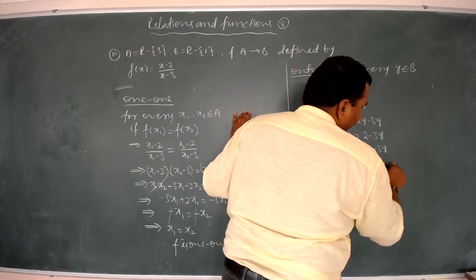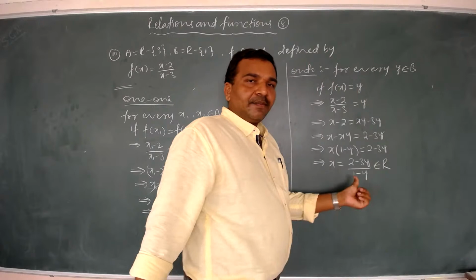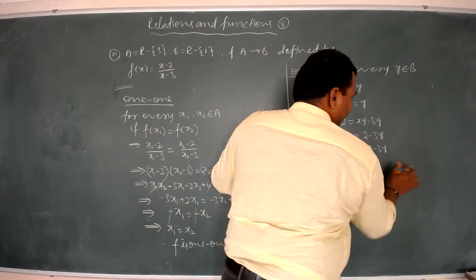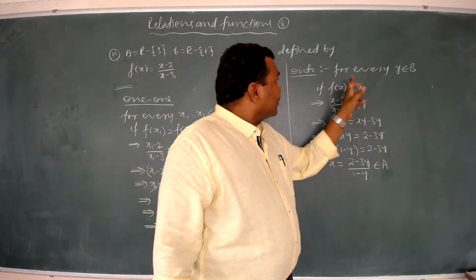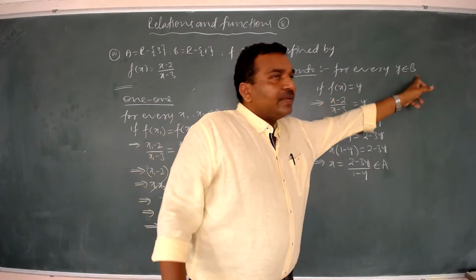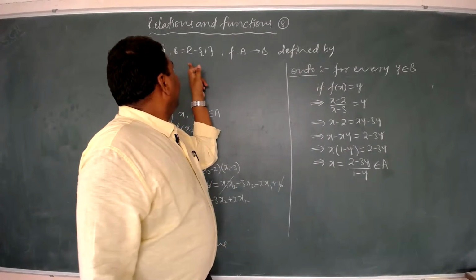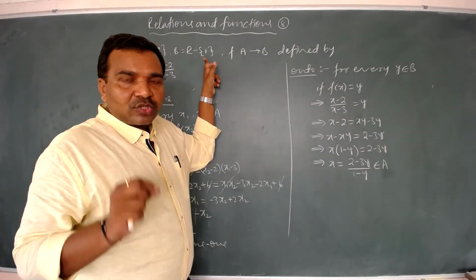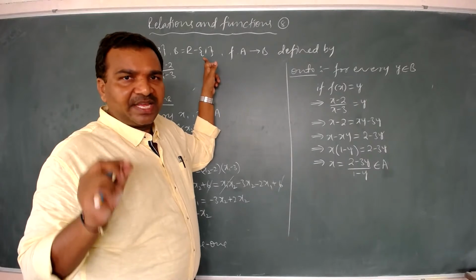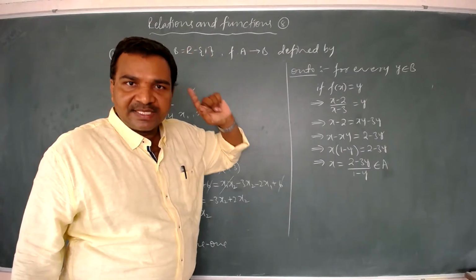It must be in the domain. Compulsory, it is there in the domain. What is the domain? Try to understand. So, what is y? y belongs to B. What is B, ma? It is the real number set except 1. So y value cannot be 1. Except 1, all real numbers we can select.